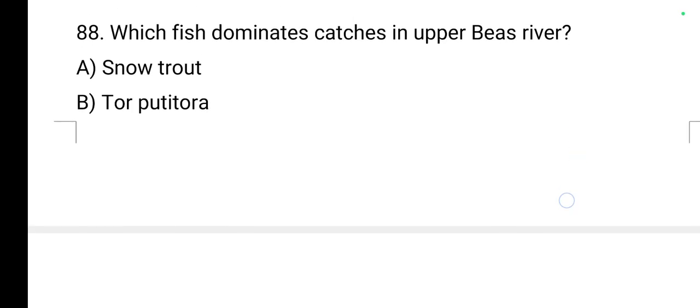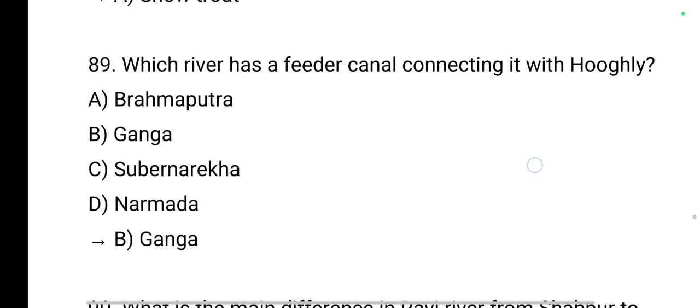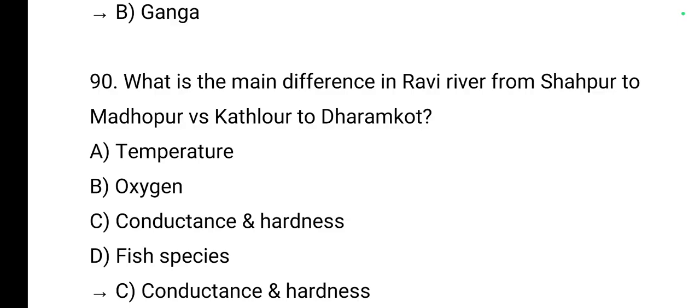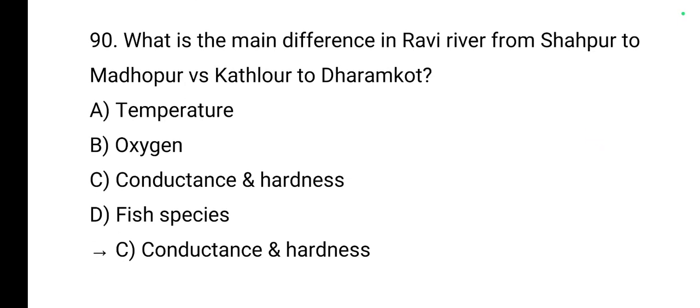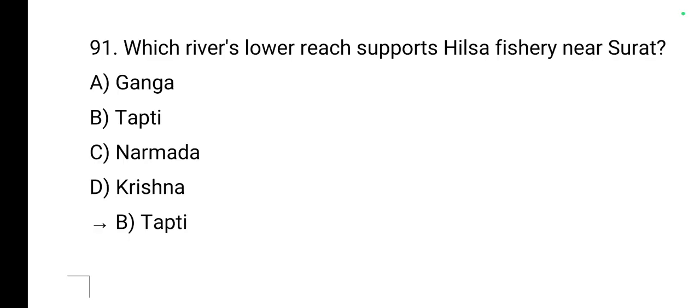Which fish dominates catches in upper Beas river? So the answer will be snow trout. Which river has feeder canal connecting it with Hooghly? So the answer will be Ganga. What is the main difference in Ravi river from Shahpur to Madhopur versus Kathlaur to Dharamkot? So the answer will be conductance and hardness. Which river's lower reach supports Hilsa fishery near Surat?